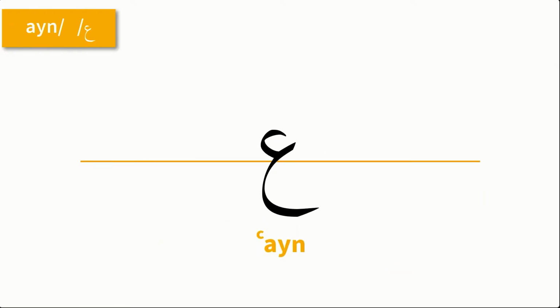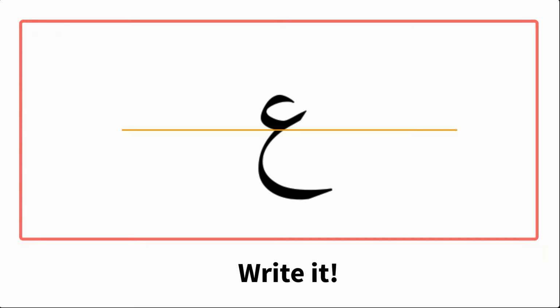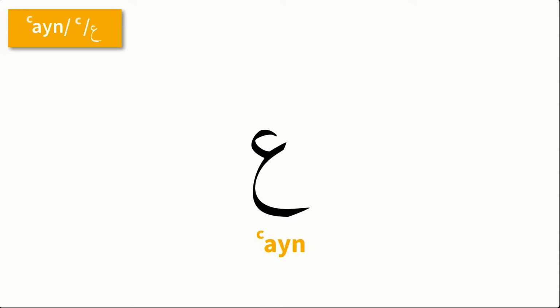The next letter that we have in this group is called Ayn. The Ain is an interesting letter and one of the most difficult to pronounce. Its appearance consists of what looks like a number 8 that has been chopped in half, where the bottom semicircle hangs below the line whilst the top half sits on the line.